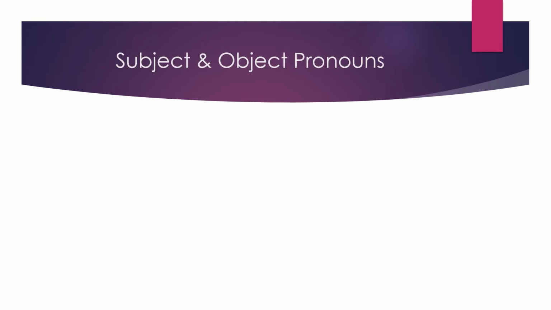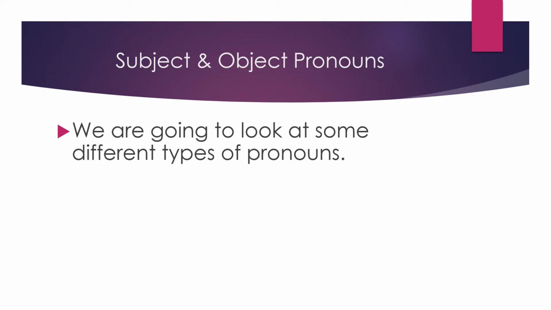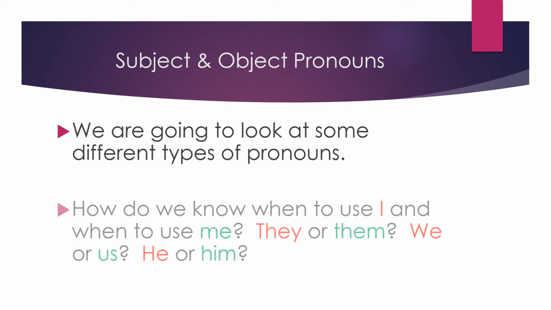Subject and object pronouns. We're going to be taking a look at the difference between these two. For starters, we're going to learn how and when to use I or me, they or them, we or us, he or him, besides many other pronouns.